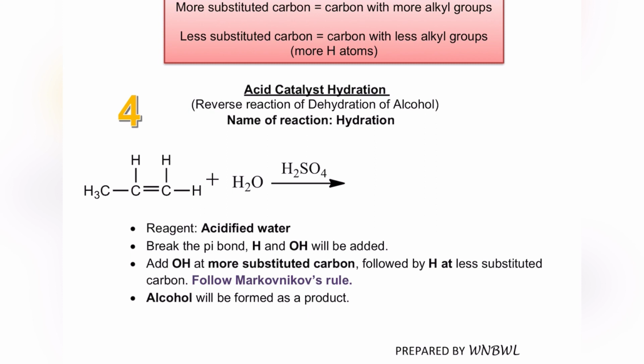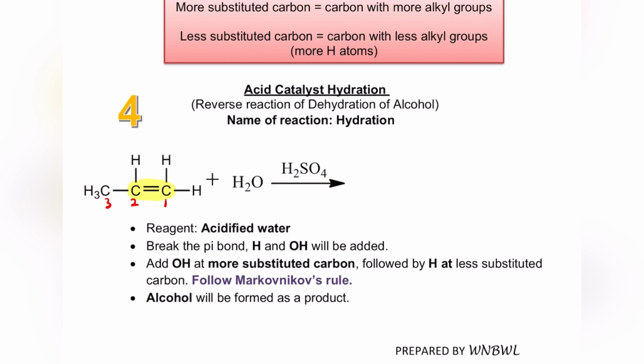Okay, kita ada last one, last reaction iaitu acid catalyst hydration. Acid catalyst hydration ni adalah reverse reaction untuk dehydration of alcohol. Di mana dehydration of alcohol kita buang water, kita eliminate water. Tapi sekarang kita tambah balik water. So, kita punya reactant adalah alkene, masih fokus kepada double bond. So, we have first second and third carbon. After that, we are going to break the pi bond menggunakan reagent acidified water. So, bila nak tulis reagent dalam bentuk equation, kena tulis plus H2O. Atas anak panah kena ada H2SO4 sebagai catalyst.